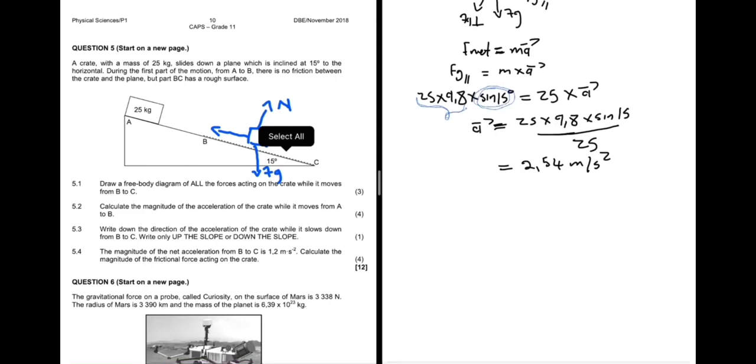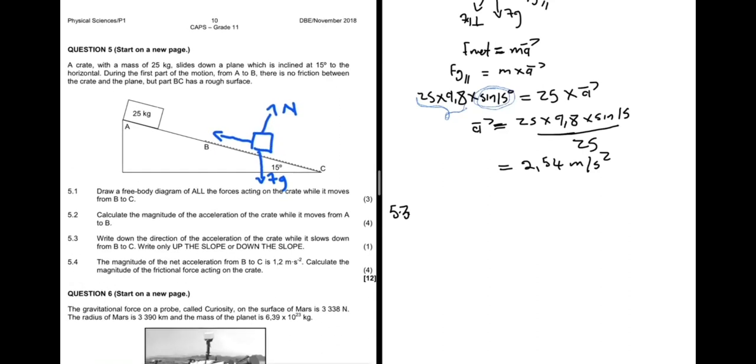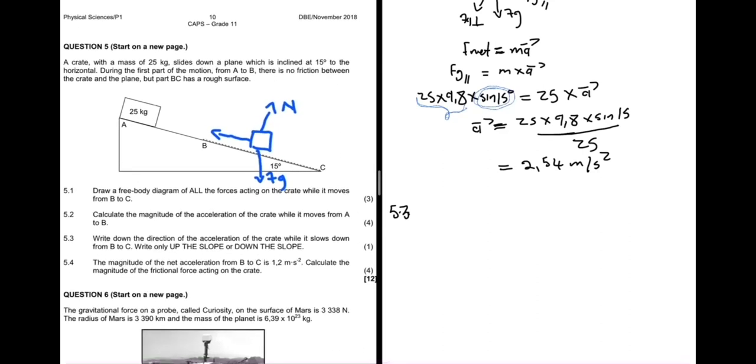And now for 5.3, it says write down the direction of the acceleration of the crate while it slows down from B to C. The key phrase here is slows down, while it slows down, from B to C. Only up the slope or down the slope.